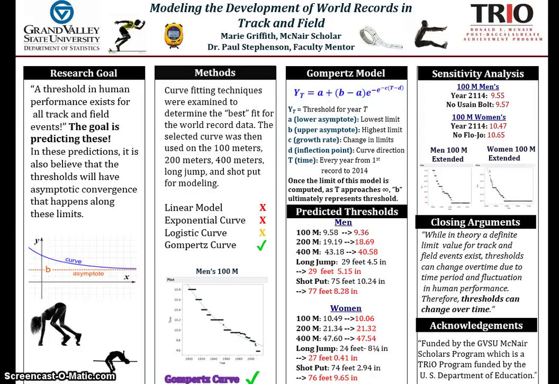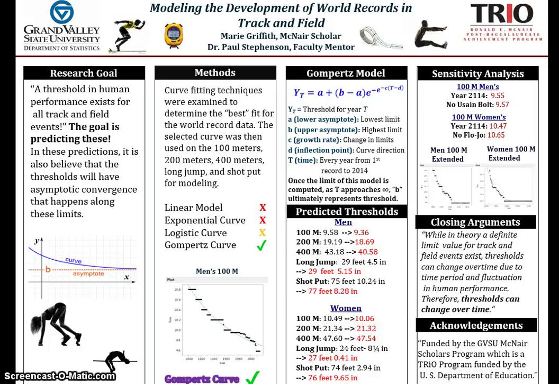And from this Gompertz curve, the Gompertz model that was computed had the following components. Y of t would be the threshold for year t. A would be the slowest time or the lowest measurement. B would be the fastest time or the highest measurement. C would be the growth rate or the change in time or measurements. D would be the inflection point, which changes the curve direction. And T would stand for time. And in this case, time would be the year from the first recorded world record until the year 2014.